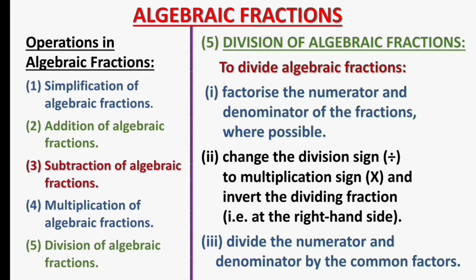Operation number 5. Division of algebraic fractions. To divide algebraic fractions, here are the steps to follow. Number 1. Factorize the numerator and denominator of the fractions where possible. Number 2. Change the division sign to multiplication sign and invert the dividing fraction, that is, the fraction at the right hand side. Number 3. Divide the numerator and denominator by the common factors. Please take note of these procedures involved in the various operations in algebraic fractions.